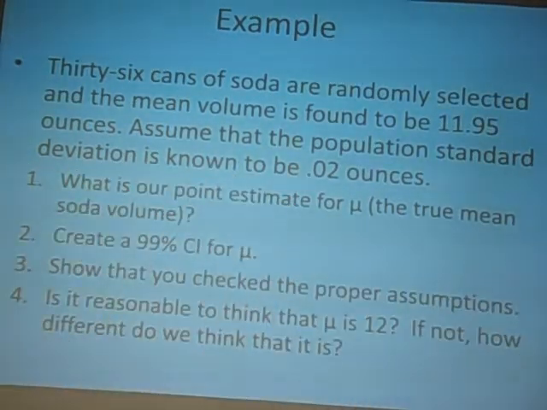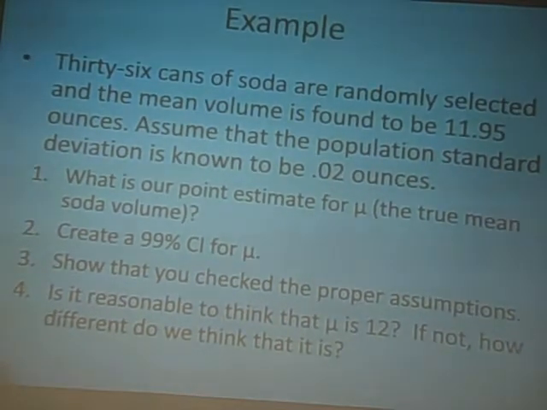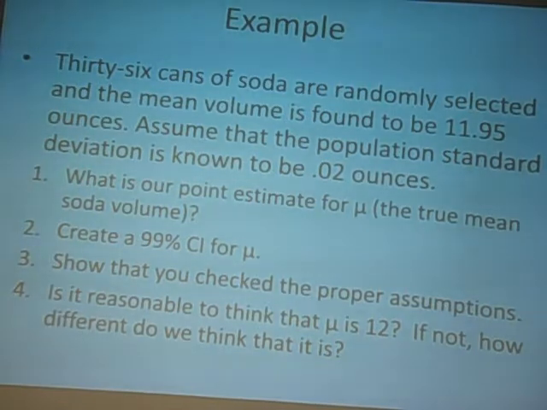So I want to continue on with the example that we left off on. And remember what we're doing here is the one sample Z interval for mu. On this one we have 36 cans of soda randomly selected, so we have a simple random sample of size 36. We find out the mean is 11.95 ounces. We're also going to assume that the population standard deviation for some reason is known to be 0.02 ounces.